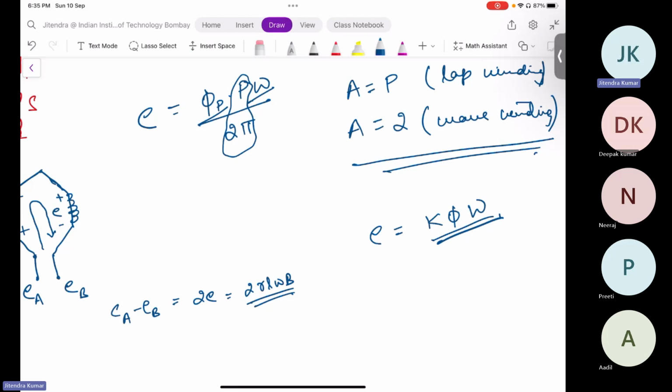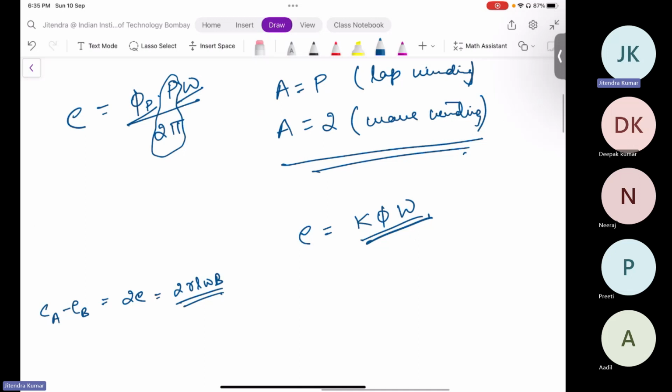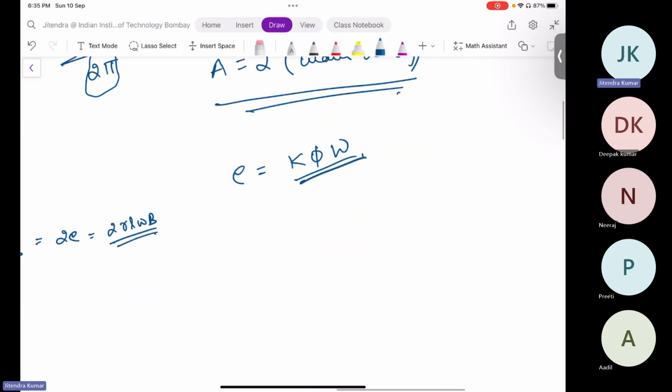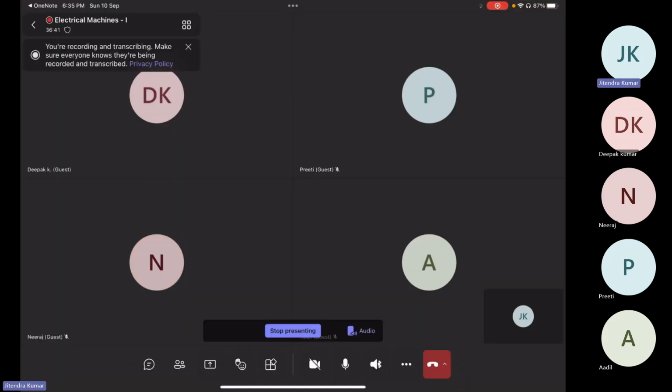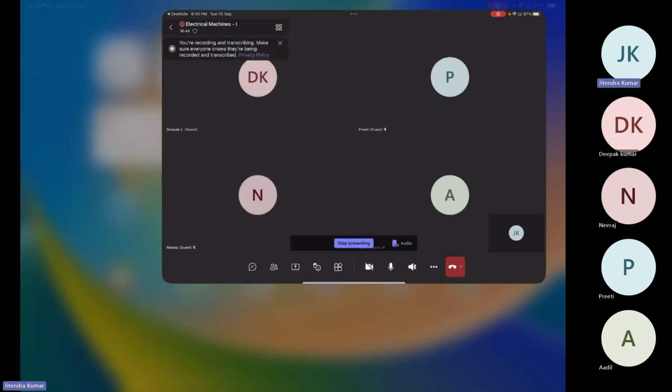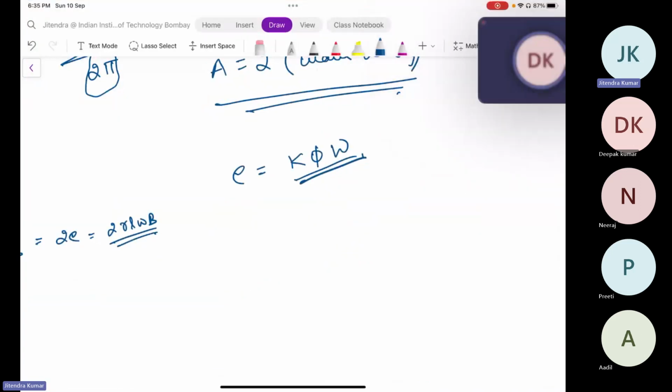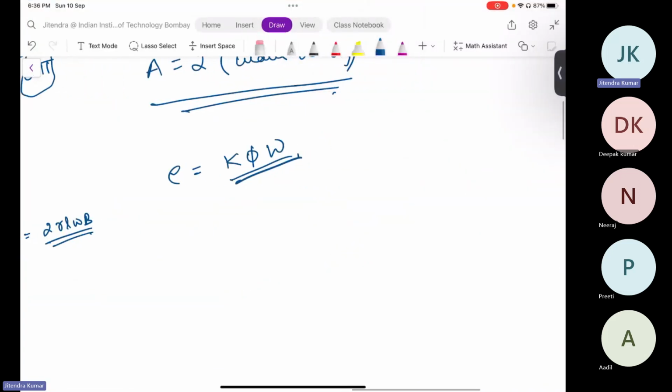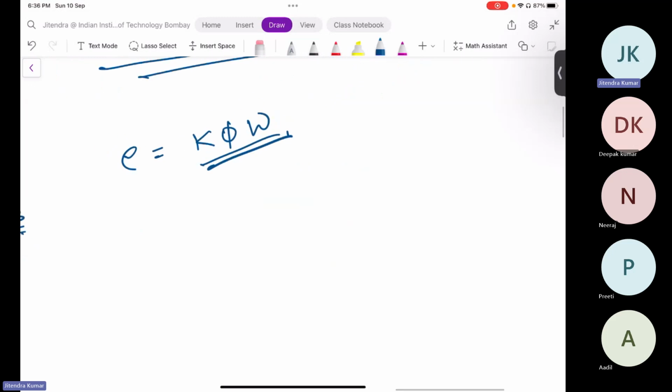So it is all about EMF induced, and I will try to complete it with the torque derivation. Let me discuss the torque expression for you, just for the sake of completion. How to derive torque?